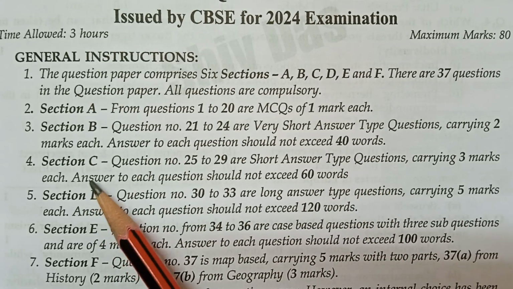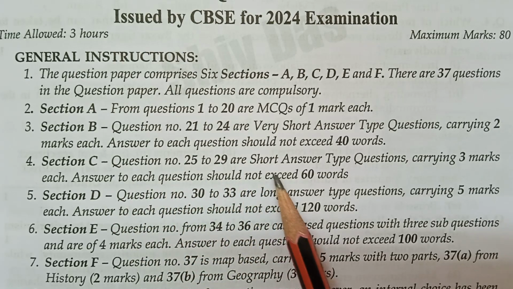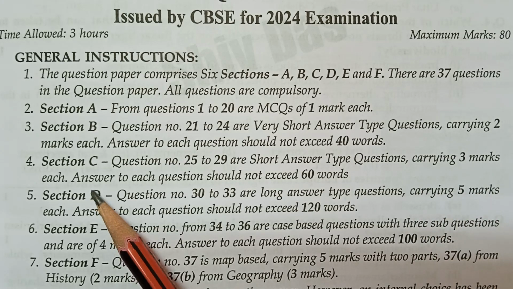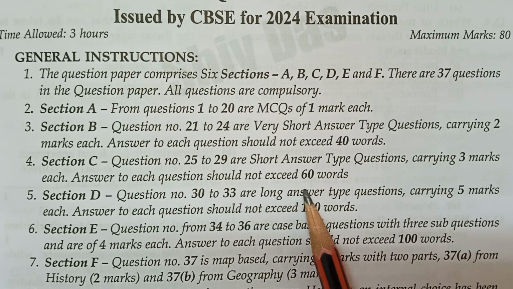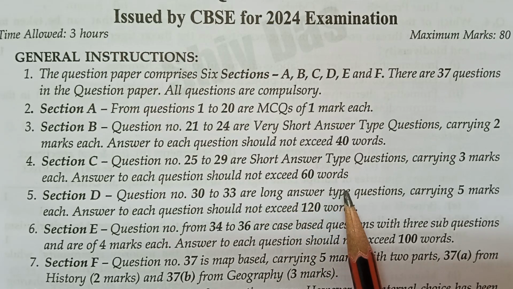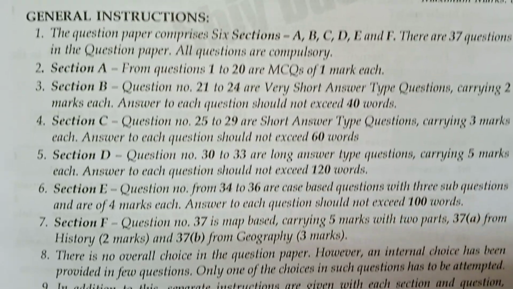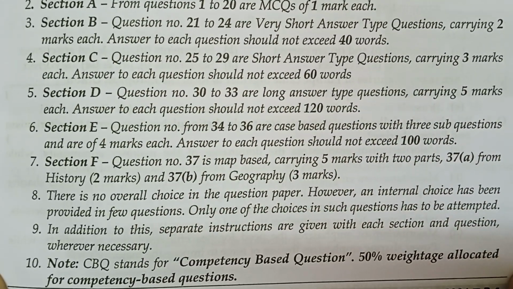Now let's come to Section C. Questions 25 to 29 are short answer type questions carrying 3 marks each. The answer to each question should not exceed 60 words. So you will get a 3 marks question, but you should not write more than 60 words. You need to be aware of all these important points. As questions are asked, you need to reply according to that. Don't write unnecessary things. These are very important for your examination.